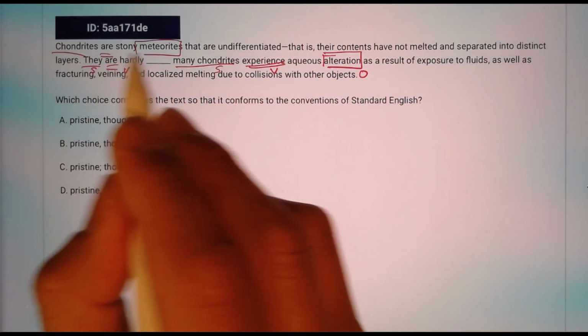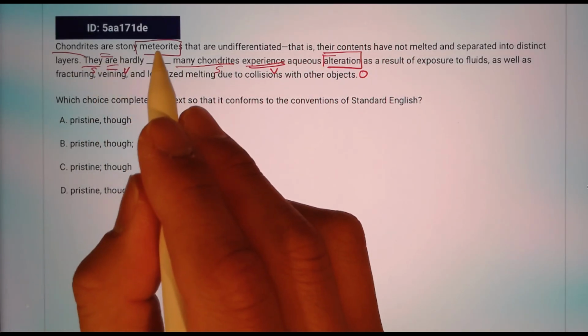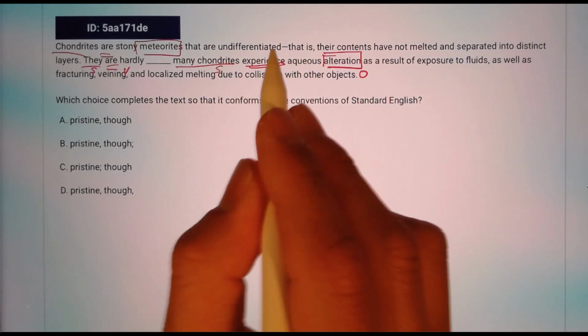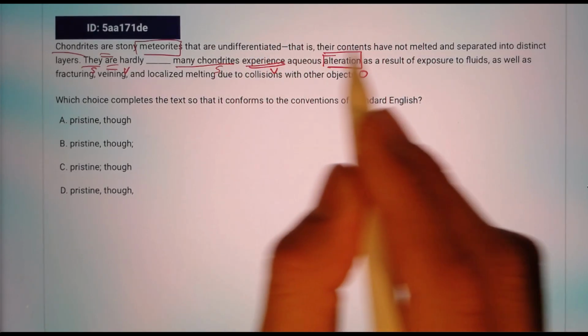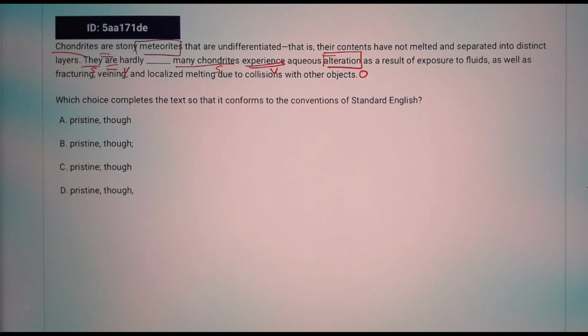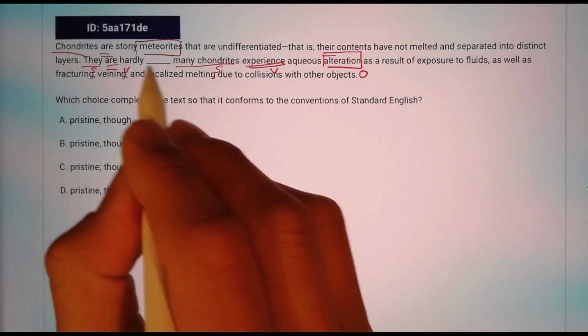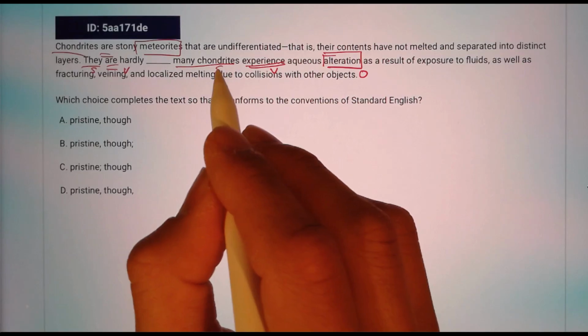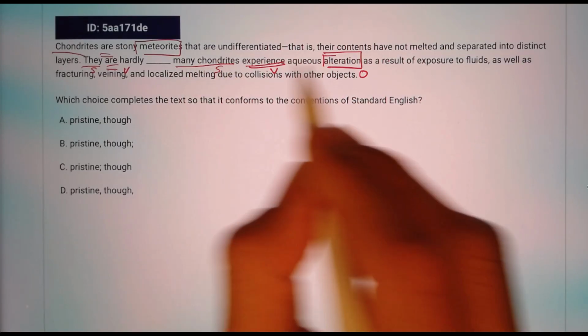If you look at the first sentence, it said the chondrites are stony meteorites that are undifferentiated. Okay, they have not melted and separated into distinct layers. So it gives a sense that these are pristine, that they were unaltered. But the second sentence shows the opposite, or more like a second clause.